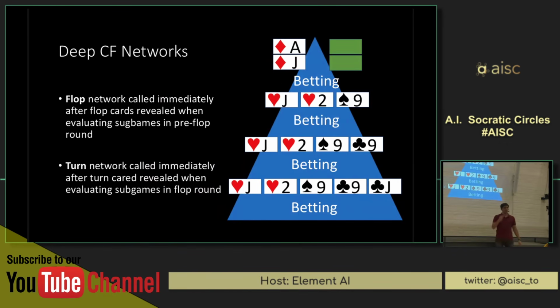And they're going to have 2 neural networks here that they're going to train separately. The first one's going to give estimates after the first 3 cards have been shown. The next one's going to give estimates after the next card has been shown. So the first one's the flop network, and the second one's the turn network.